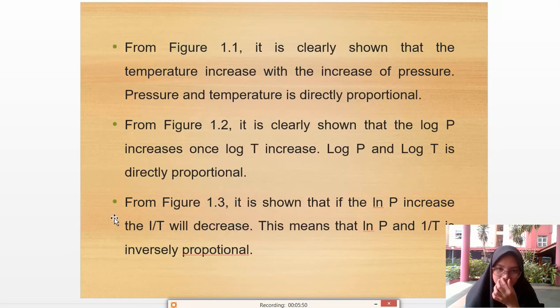Okay, from figure 1.1, which is graph 1.1, it is clearly shown that the temperature increased with the increase of pressure, and pressure and temperature are directly proportional to each other. And from graph number 2, we can see that log P increases once log T increases. Log P and log T are directly proportional to each other. And from figure 3, which is graph 3, we can say that ln P increases when 1 over T decreases. This means that ln P and 1 over T are inversely proportional to each other.